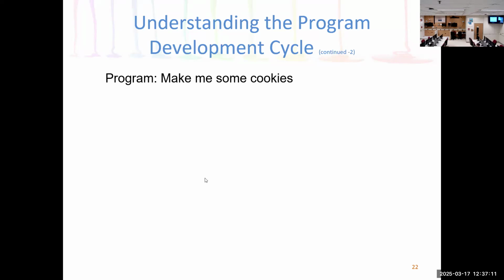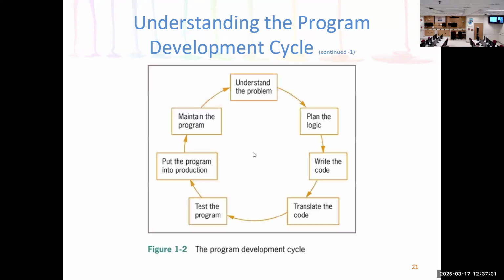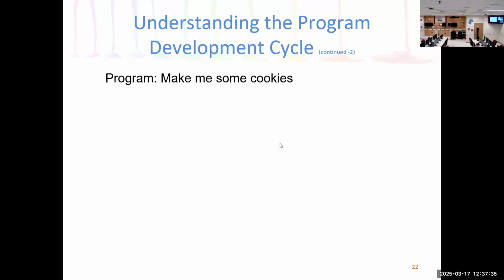You need to get ingredients. You need to have a recipe. Anything else? Deliver the cookies. Know how many. Yeah, actually, that is very important. Even for every simple program, in the first step you have to deeply understand the problem. Now I'm asking you to make me some cookies. How many? You have to be very specific here, right?